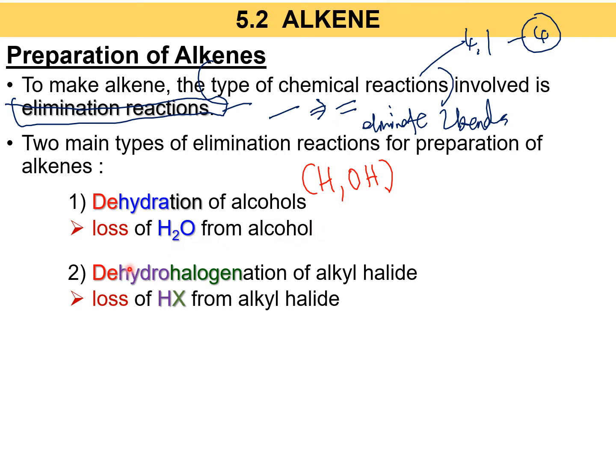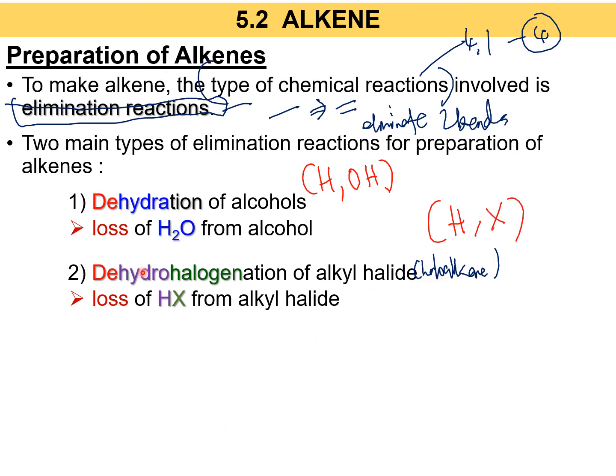Next ialah dengan cara you dehydrohalogenation of alkyl halide. If let's say, okay, alkyl halide ni dikenali sebagai haloalkane juga. If let's say you jumpa organic compound haloalkane. Haloalkane apa? Alkane yang ada halogen sebagai substituents, itulah haloalkane. So basically kalau haloalkane you kalau let's say you nak form alkene, okay, you need to eliminate dua benda juga. Apa dua benda yang di-eliminate tu? Dia akan eliminate hydrogen dan juga halogen from the haloalkane.